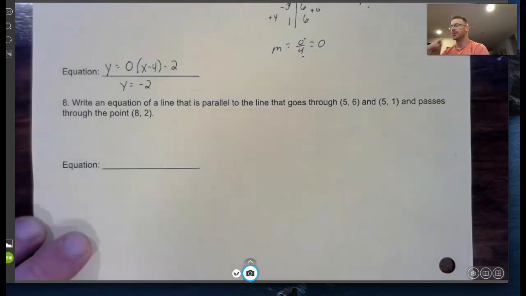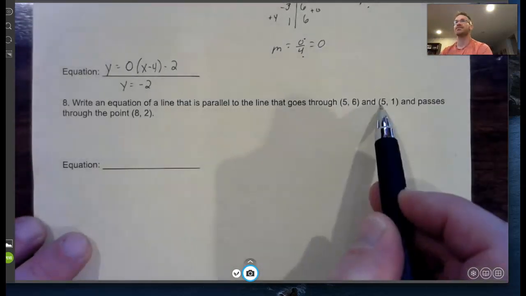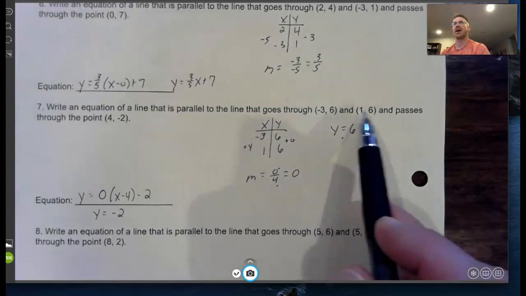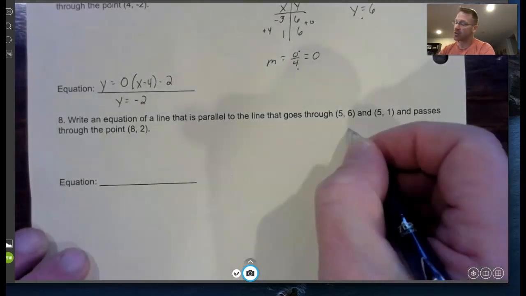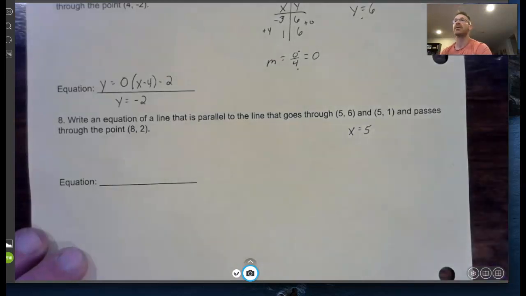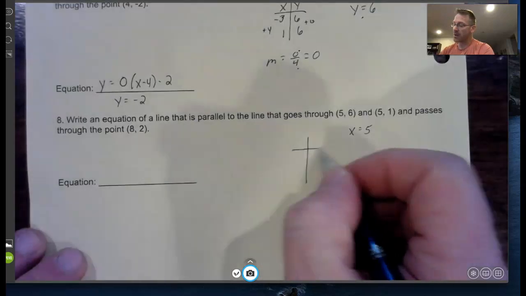So notice something here. The x's match here, and they match in the same way the y's match here. And so when I look at this, this is a pretty big hint that my equation should be x equals 5.